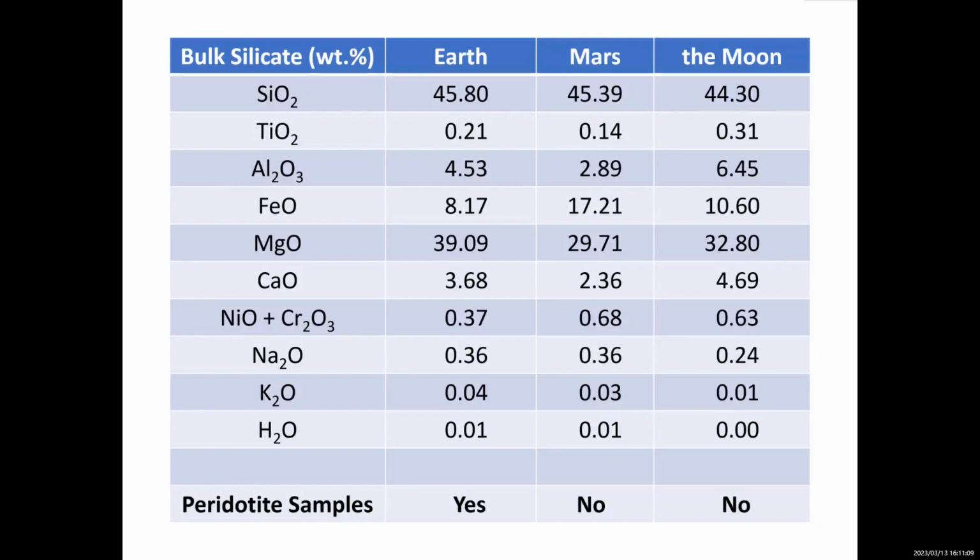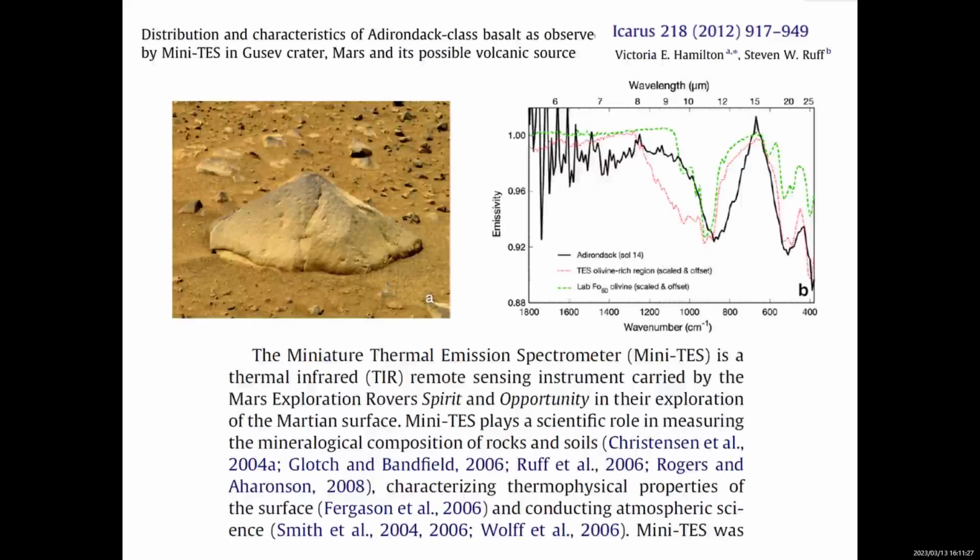It's still being debated. So, as we can see, people know the Earth fairly well. For the Earth's bulk silicate composition, there are fewer controversies, but for Mars and the Moon, there are more controversies. So people are still trying to figure it out.